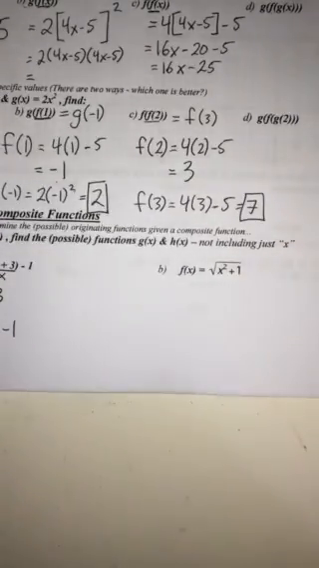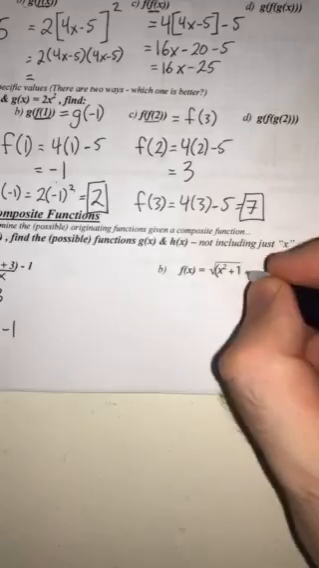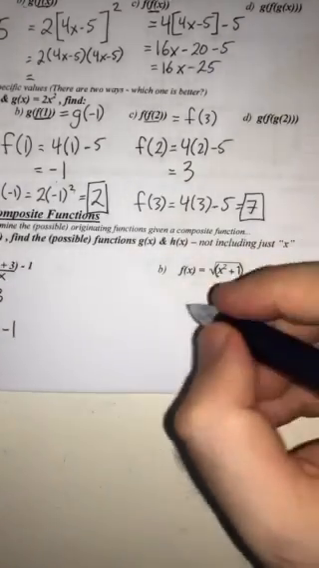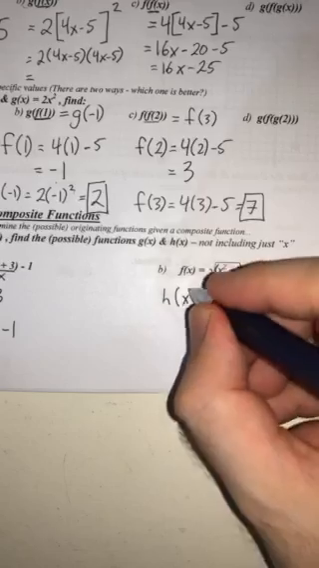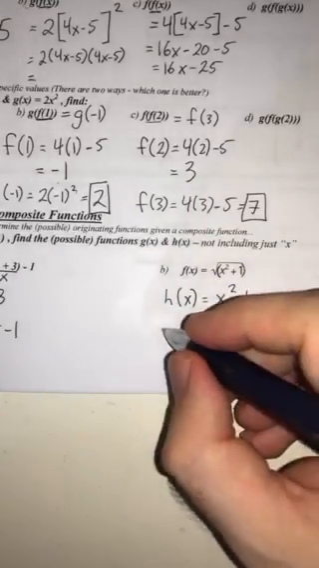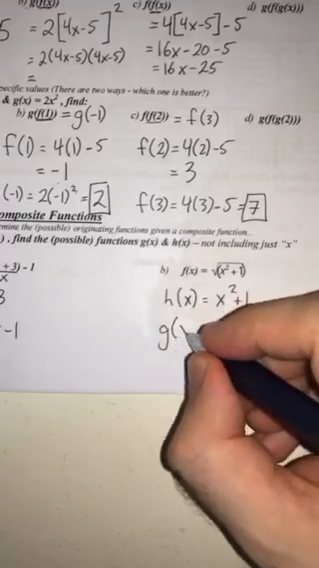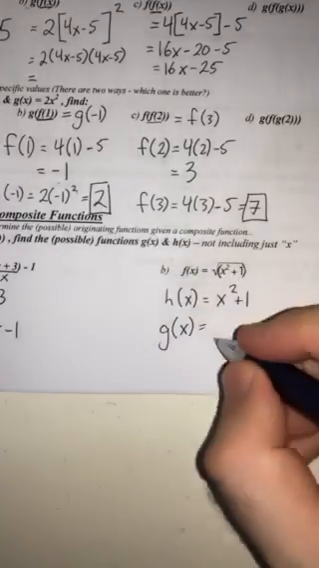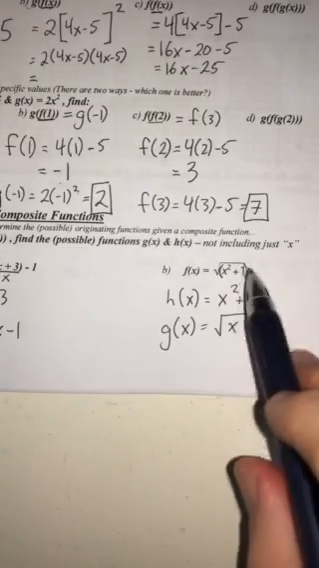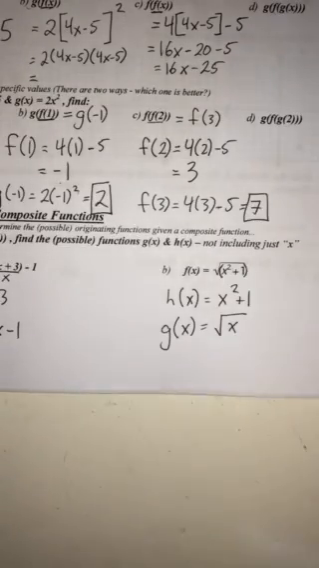This one doesn't have brackets, but I'm just going to take what's inside the square root here and turn that into a bracket. So my inner function, h of x, is going to be x squared plus 1. That's the inner function. The outer function, replace that bracket with x. I get the square root of x. You could, in theory, do this differently, but there could be multiple answers. This one makes the most sense.